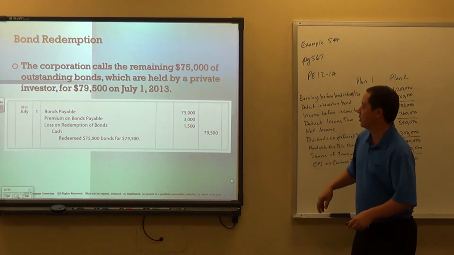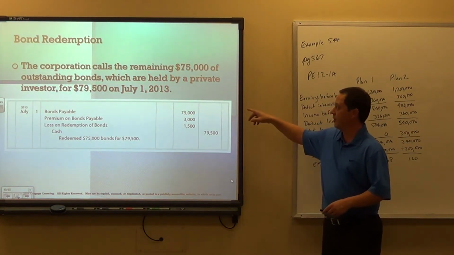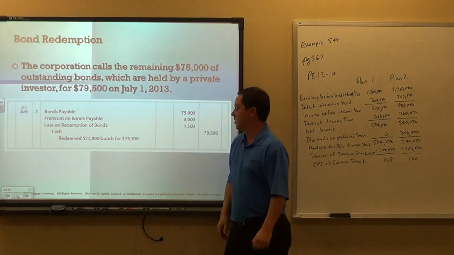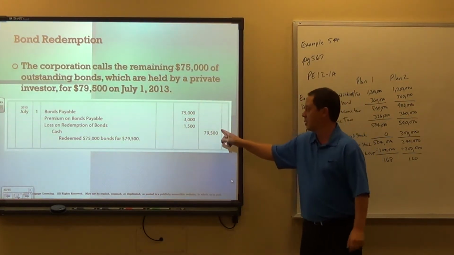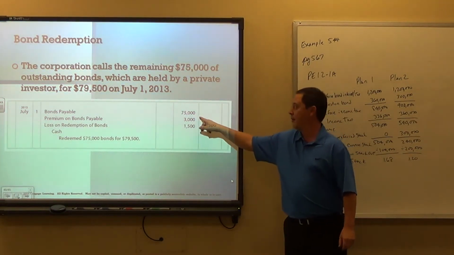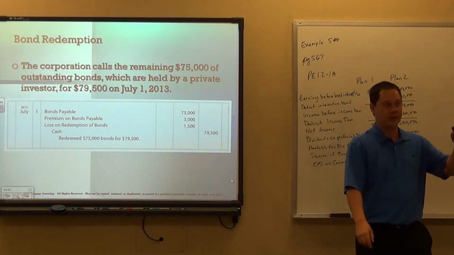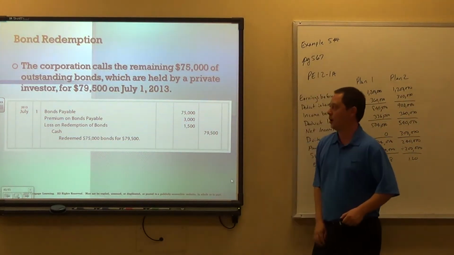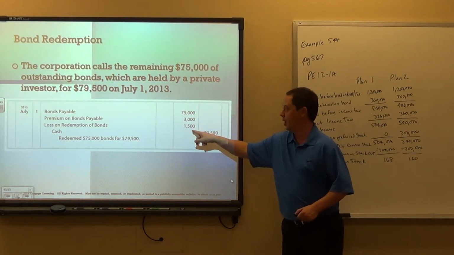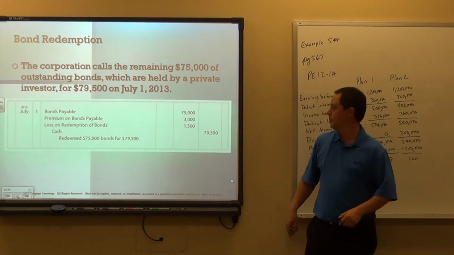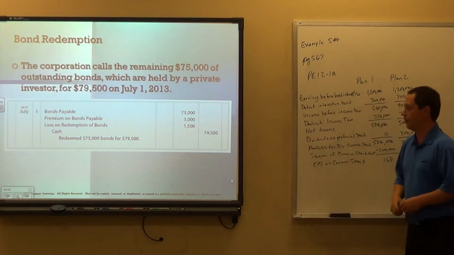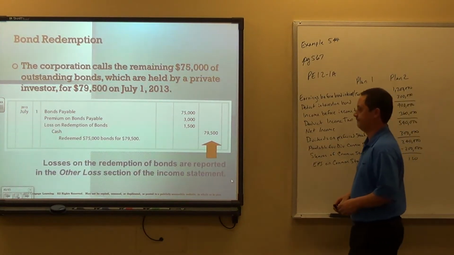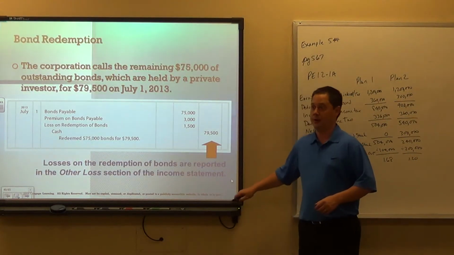All right, so the corporation calls the remaining 75,000 of it, but now they have to pay a private investor a little more money for this one. So 79,500. We have to pay a little bit more, so that's how much cash outlay there is here. We have that 3,000 still left over in that bond premium because we took 1,000 from the previous. So we have 3,000 left, and then we have 1,500 that we have lost, because we have to figure out what the loss is to get to this amount here. So we have 75,000, 3,000, 1,500. And this was the other loss section.